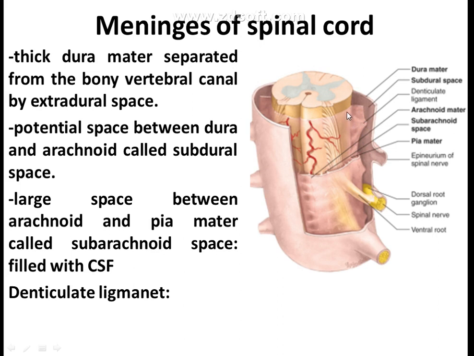These extensions pass laterally from the lateral aspect of the cord into the subarachnoid space and are attached to the sides of the dura. These extensions are called denticulate ligament or ligamentum denticulatum.